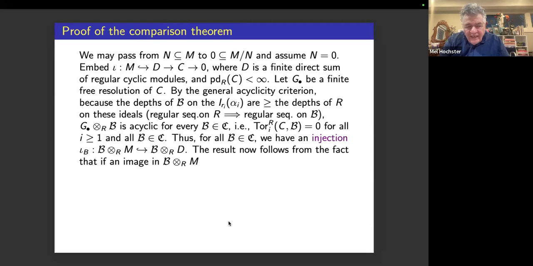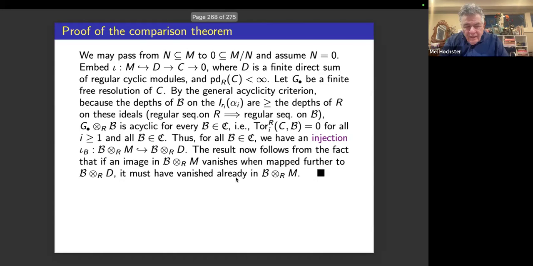The result now follows from the fact that if an image in B tensor M vanishes, this is messed up, then it vanishes when mapped further. It should say it vanishes when mapped further to B tensor D. There's a phrase omitted here. Oh, no, maybe it's right. Sorry, it is right. If an image vanishes when mapped further to the direct sum of cyclic modules, it must have already vanished in B tensor M, because the mapping is injective. And so that's it.